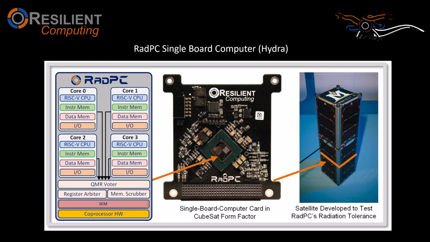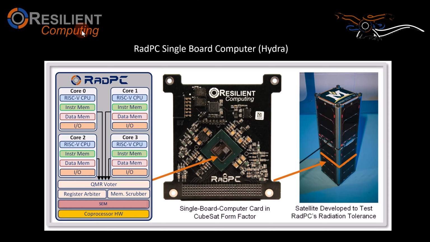Okay, so first of all, we use a term called RadPC often. That is the name that we have come up with to describe our radiation tolerant architecture. And so what it is, it's meant to be implemented on a commercial FPGA, field programmable gate array, and it consists of a series of fault mitigation strategies.